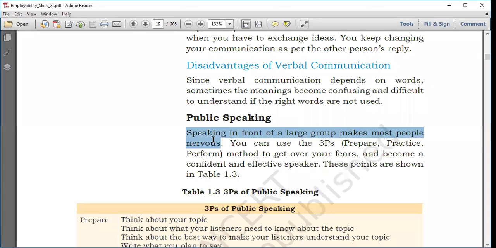Public speaking के ऊपर लिखा है कि public speaking is speaking in front of a large group where many people are there, right? And it makes most of the people very nervous. Public speaking हर कोई नहीं कर सकता है, उसके लिए practice चाहिए, right? Now you can use the 3 P's method: prepare, practice and perform. ठीक है? तो ये method से you can overcome the fear and become a confident and effective speaker.